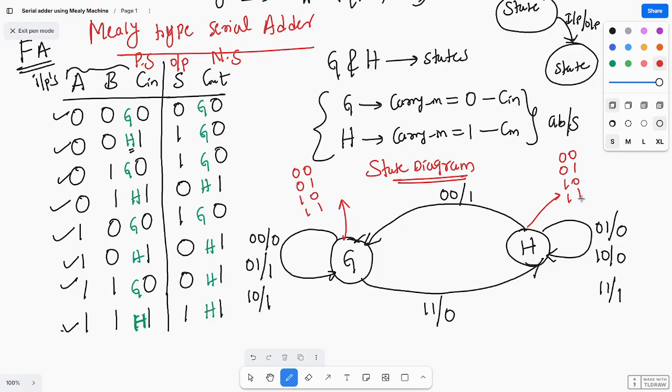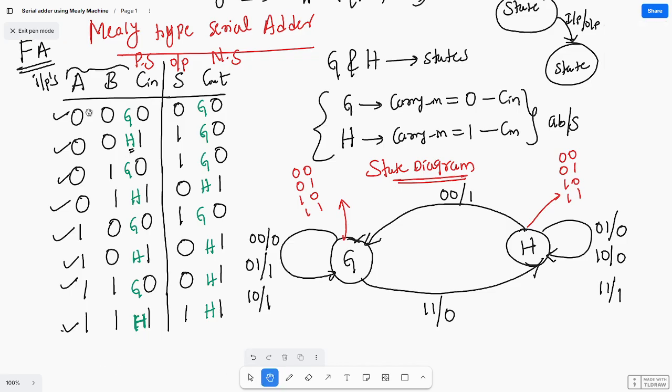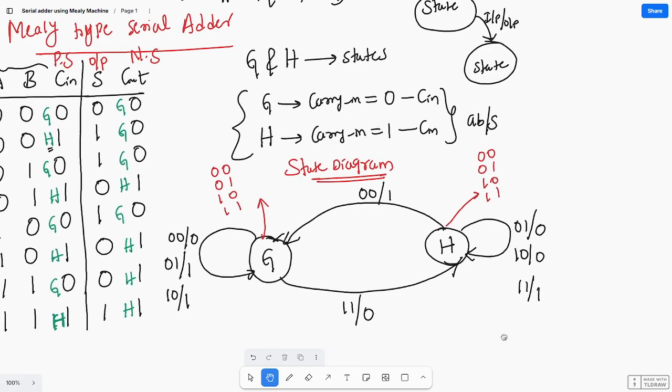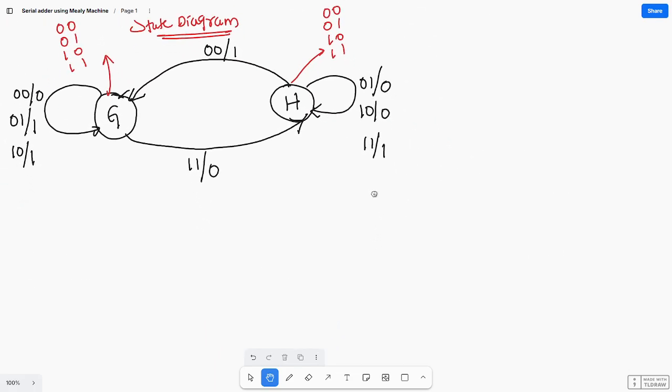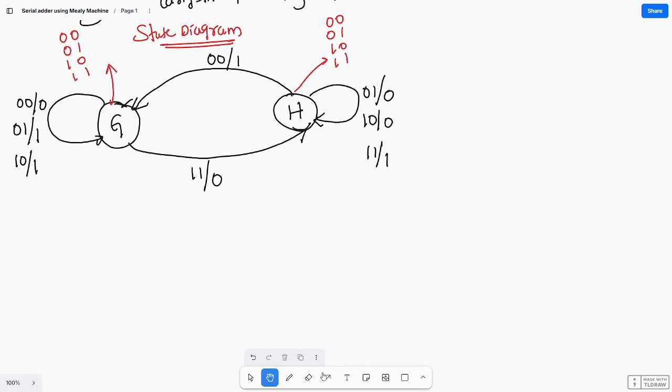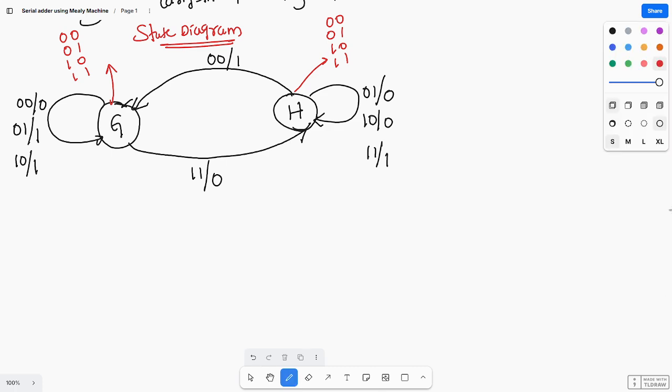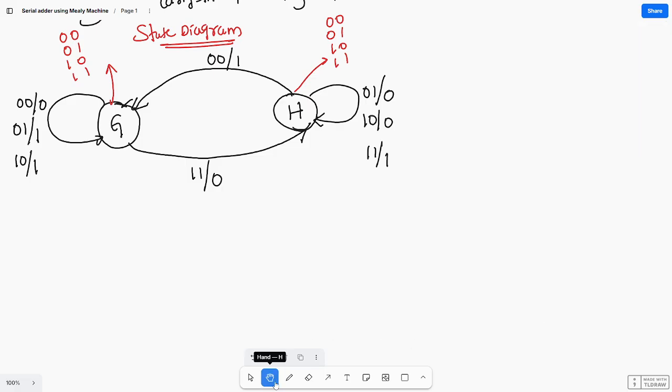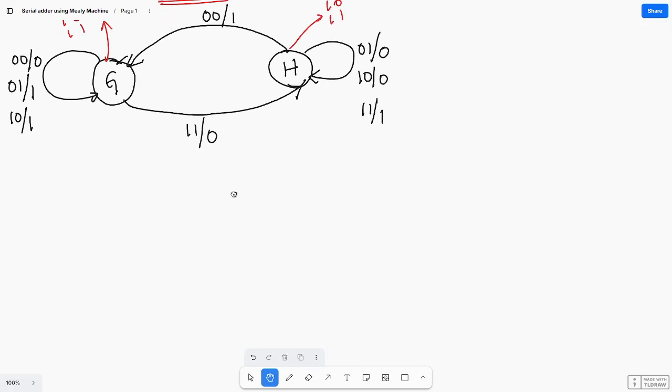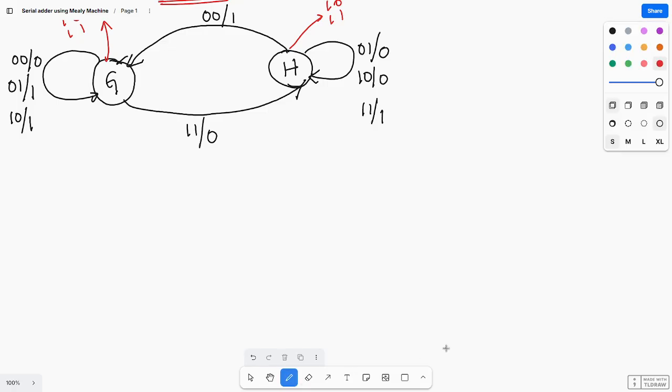You need to draw the state table. By seeing the state diagram, you need to draw the state table. So how can I draw the state table? See here, this is my state diagram. By seeing the state diagram, I need to draw the state table. So the state table I am drawing.